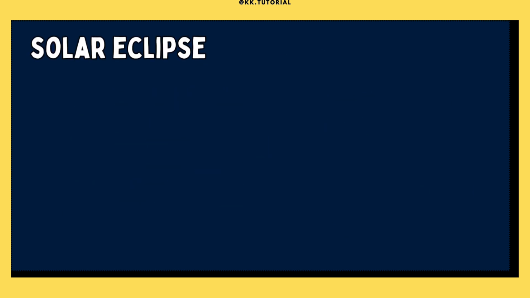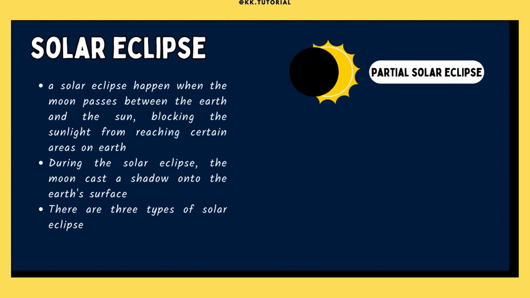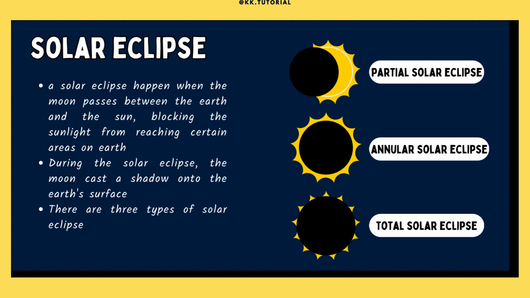So students, how and why do these solar eclipses occur? A solar eclipse happens when the moon passes between the earth and the sun, blocking the sunlight from reaching certain areas on earth. During the solar eclipse, the moon casts a shadow onto the earth's surface. There are three types of solar eclipse: partial solar eclipse, annular solar eclipse, and total solar eclipse. Now we'll discuss each solar eclipse in detail.